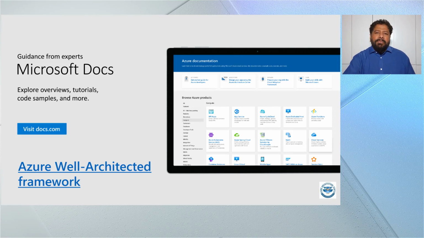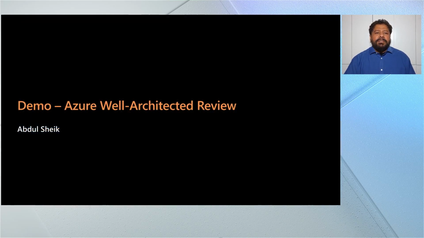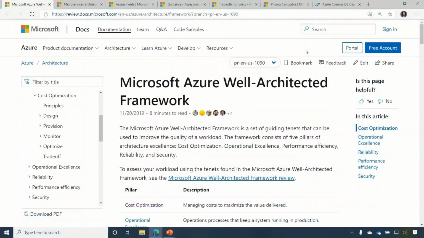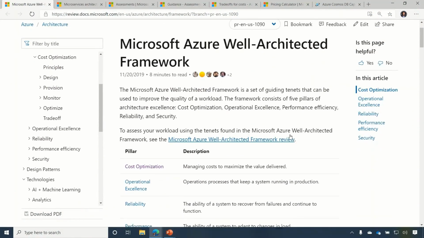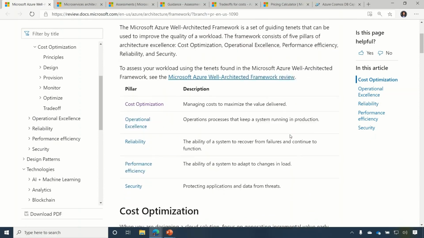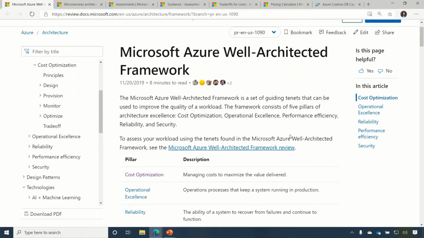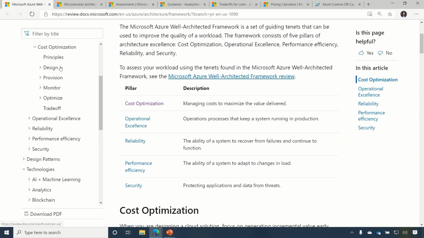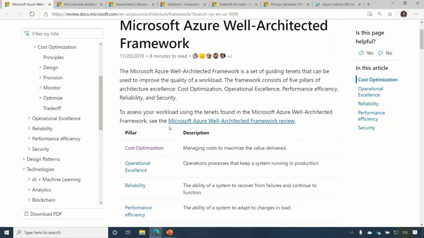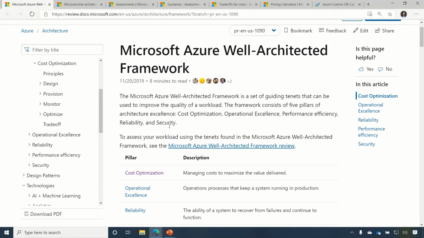Let me do a quick demo of what we are discussing. Here is the overview of the Microsoft Azure Well-Architected framework. Here are the 5 pillars again. Note that the content is organized by principles, design, provision, monitor, optimize, and trade-off sections. We intend to follow a similar strategy across all the pillars. Please provide us your feedback on this approach.